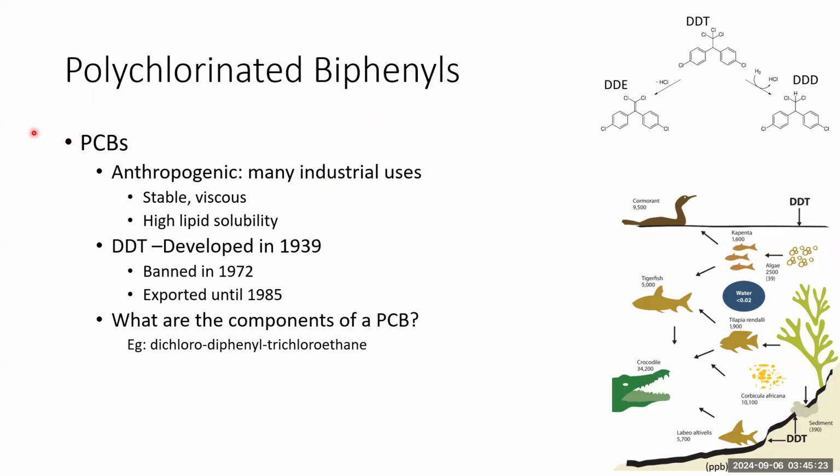PCBs are entirely anthropogenic. You could wait around 100 million years and these compounds will never just form on their own spontaneously. So they are entirely anthropogenic. We have them primarily for industrial uses. They're very stable once you make them. They're very viscous, meaning they're thick and sticky like molasses. And because they are primarily hydrocarbons, they have fairly high lipid solubility. So they manage to get into your fatty tissues and stay there for a very long time.